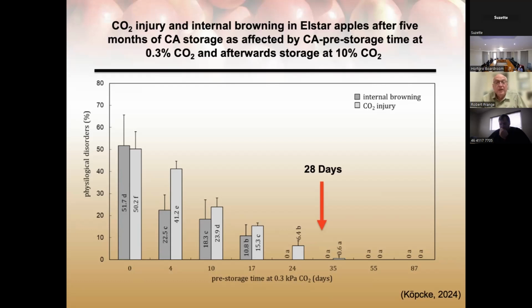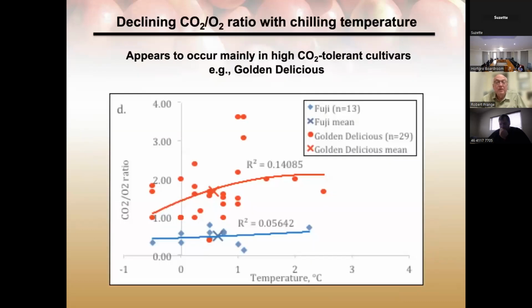If you find you have something sensitive to CO2, think of holding back on the CO2 accumulation at the beginning and maybe use 28 days as a point, a metric to shoot for. It's something you have to work with a bit, I think.